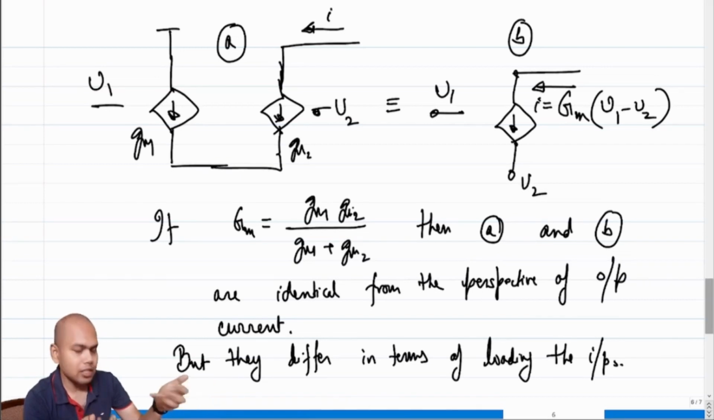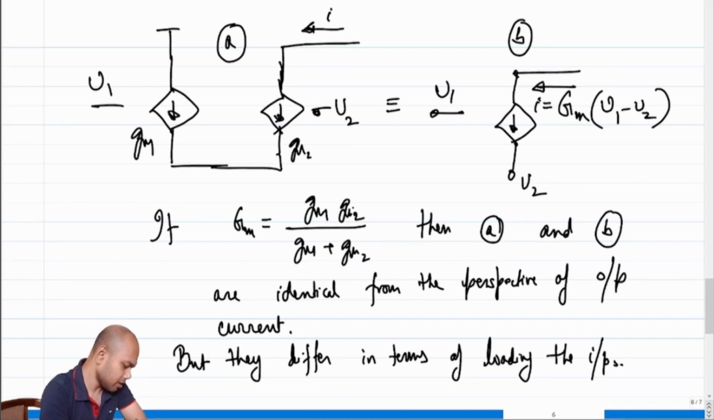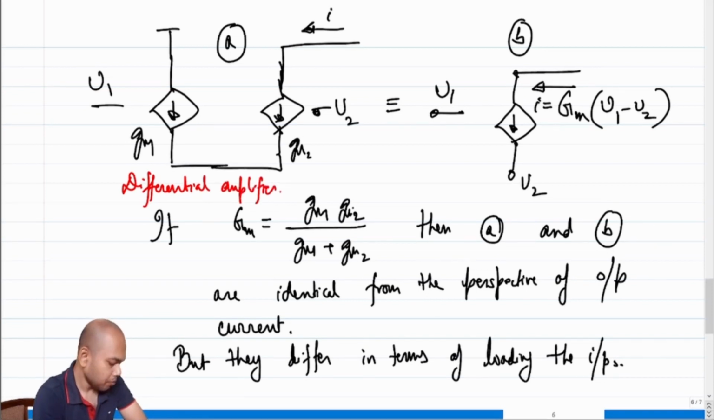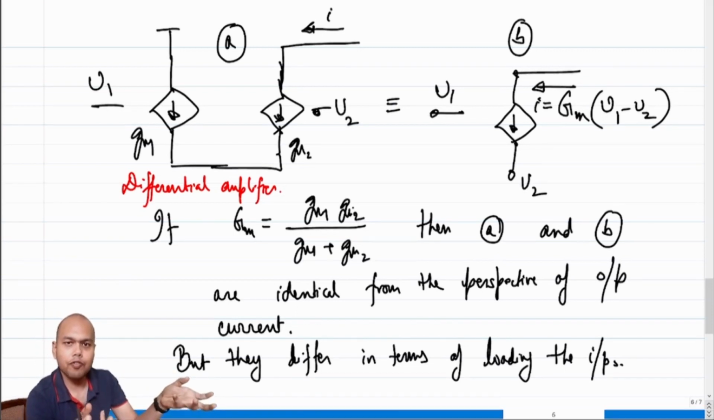On top of that, if we make GM1 equal to GM2, then there is absolutely no way you can figure out which one is driving what. Essentially, both sides are driving each other. This contraption is often called a differential amplifier. I haven't really shown the output side, but this is a first step towards making a differential amplifier, because we are amplifying the difference of two voltages.